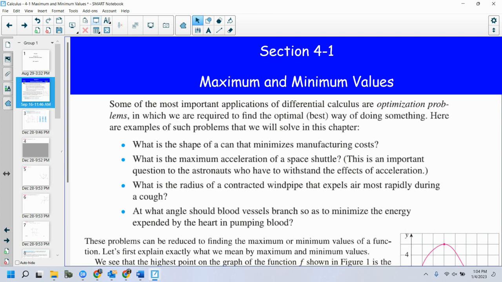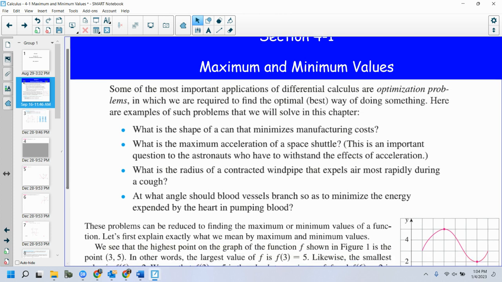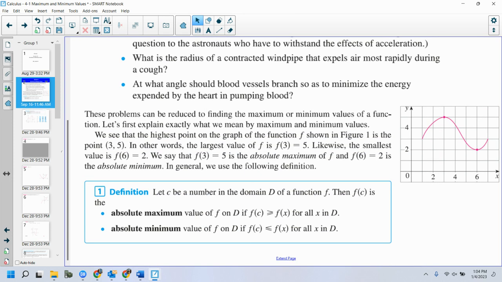Now, that was more on the algebraic side. What we're going to be looking at this is, okay, how do we do that same thing with calculus? Okay. Now, to optimize something, to find the best way of doing something, requires us to be able to find the maximum or minimum values of a function.